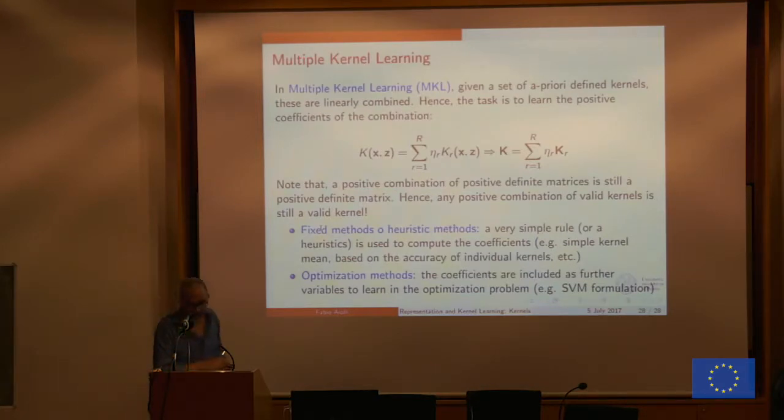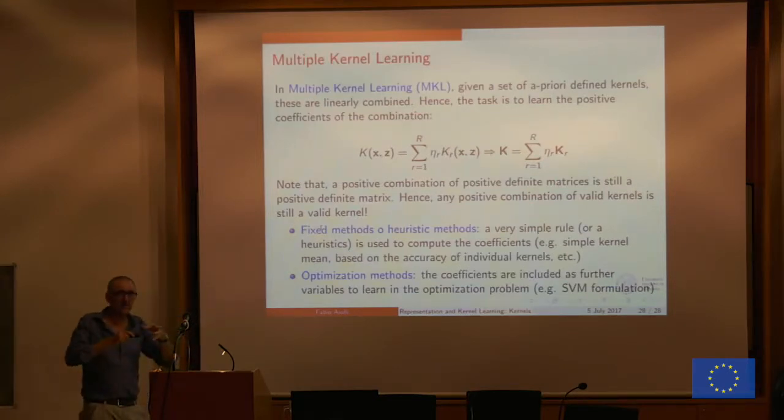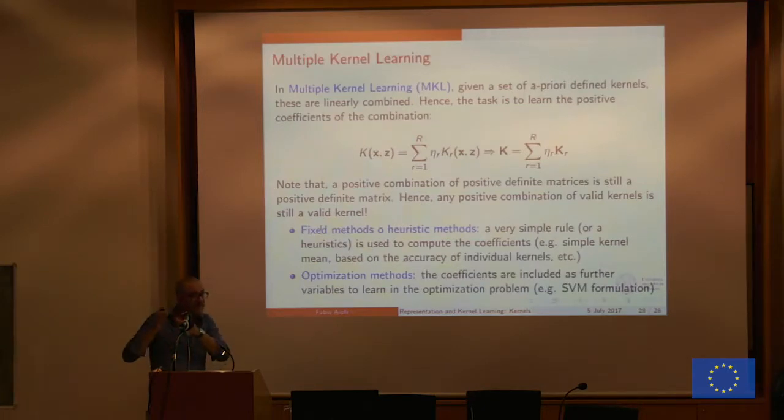Okay? And just to compute, for example, the combination that is able, then, the new representation that is able to maximize as much as possible the margin in feature space. Okay?